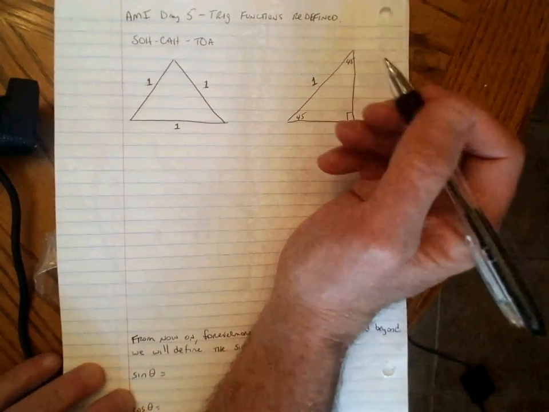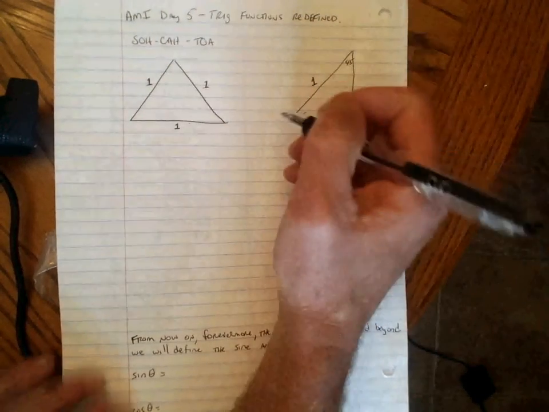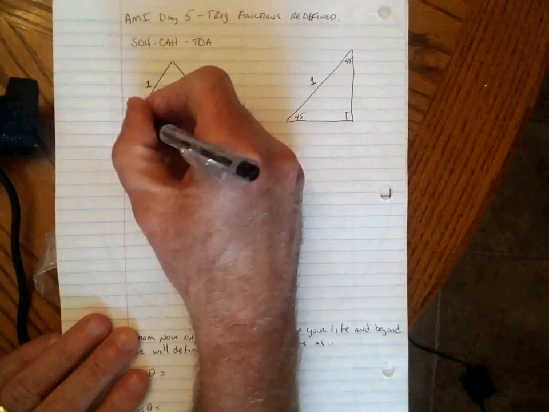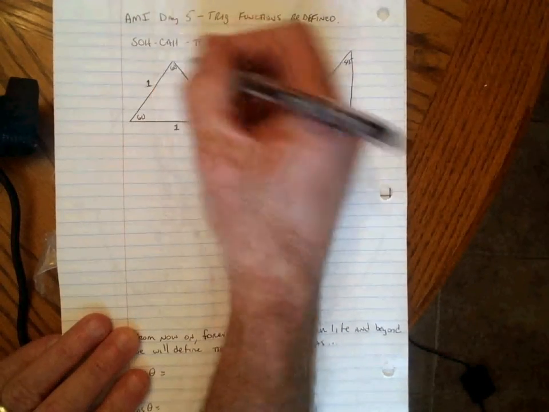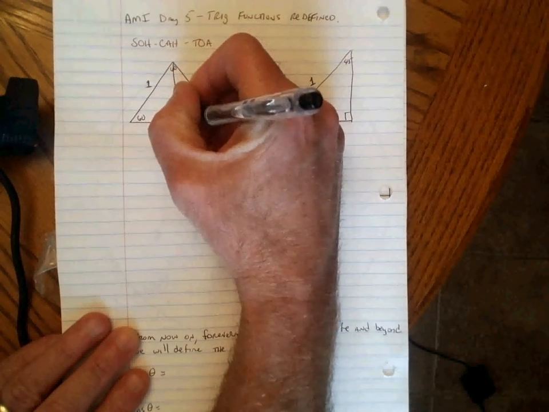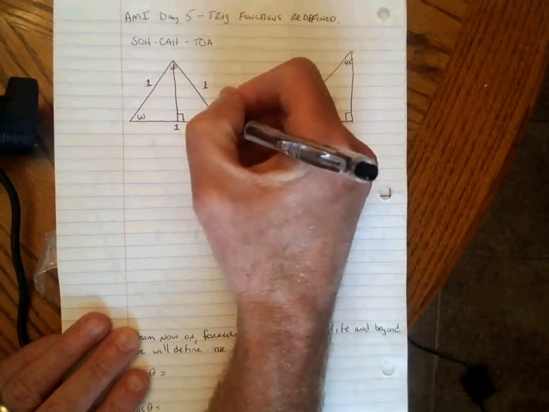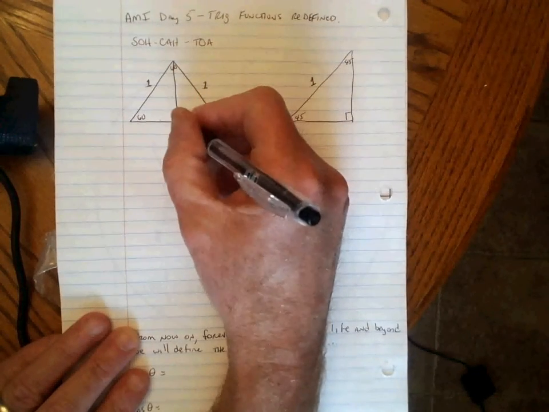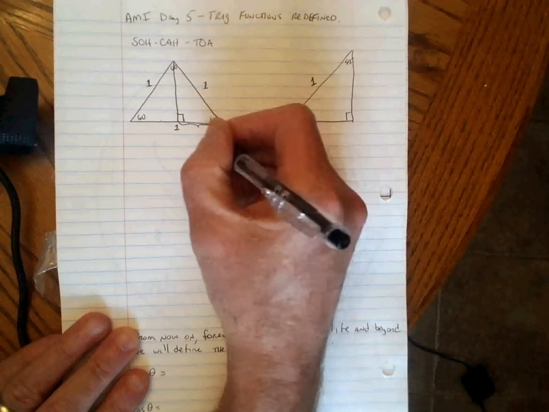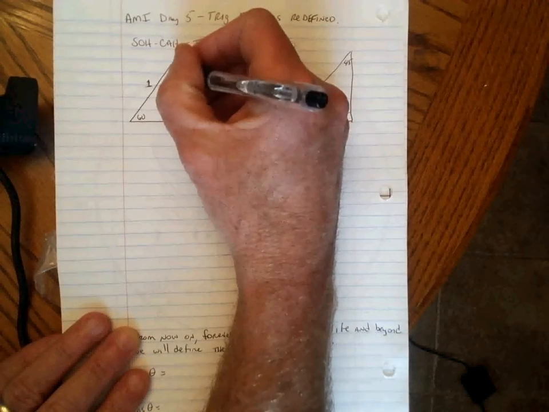We'll look first at this equilateral triangle. And if you recall, an equilateral triangle has three equal angles, each 60 degrees. If I drop this altitude in an equilateral triangle, it also becomes a perpendicular bisector to the opposite side. That makes this side of the smaller triangle 1/2.